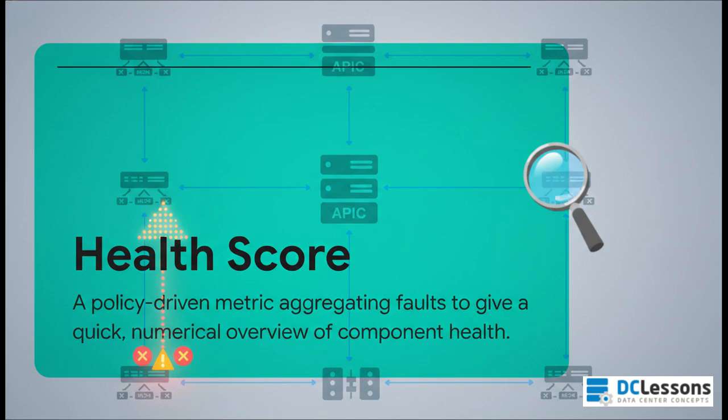And here's the really clever part. The score propagates upwards, so a fault on one little switch port will lower the score of the whole switch, which then lowers the score of the pod it's in, and that ultimately dings the score of the entire system. It's just a brilliant way to see the ripple effect of a problem.